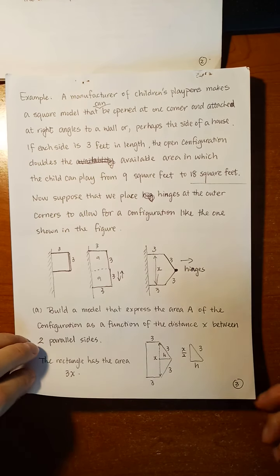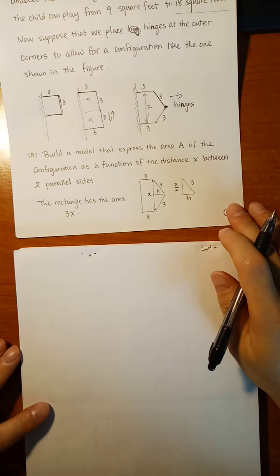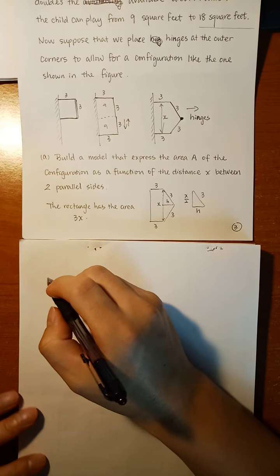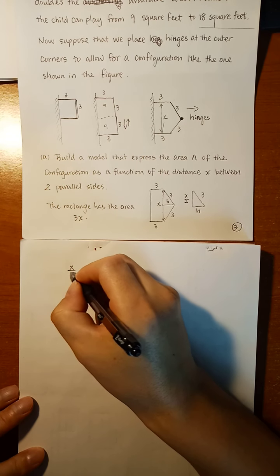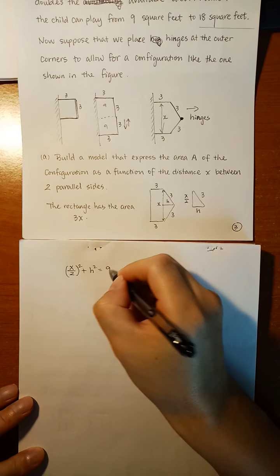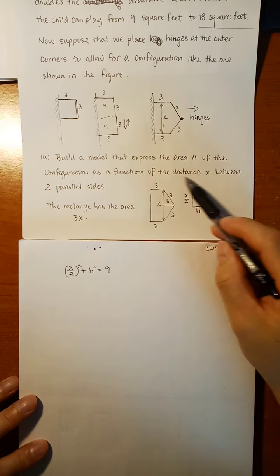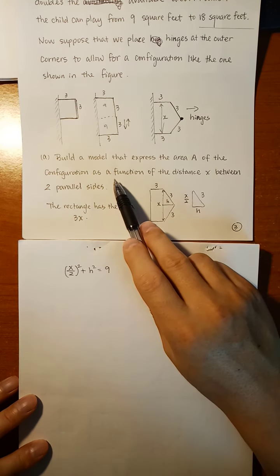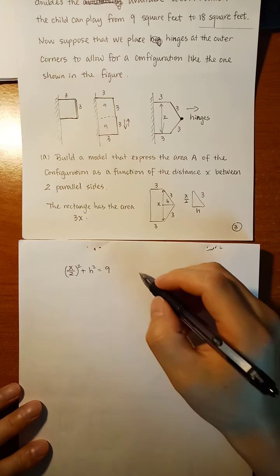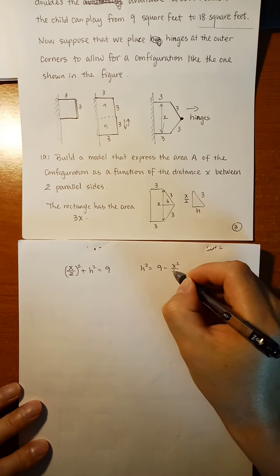Okay, so once you get this right triangle, remember we like it because it has the Pythagorean theorem. So (1/2 x) squared plus h squared is 3 squared. And remember the final formula should be a function of x, so we will keep x and solve for h. So h squared is 9 minus x squared over 4.